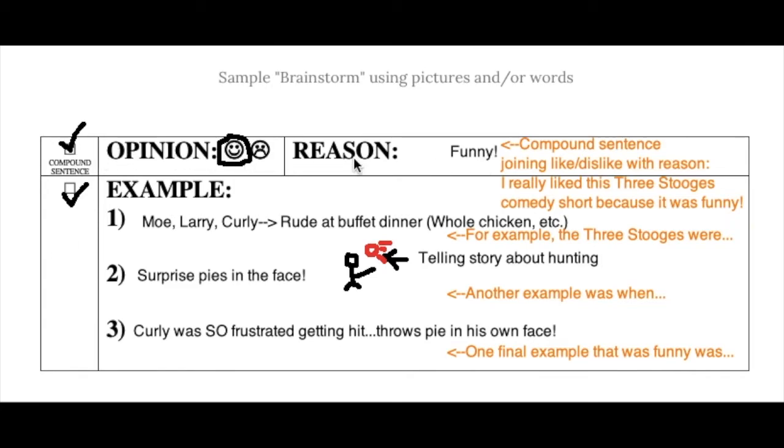You'll notice that to the right over here in orange, we want to have a compound sentence that joins the like or dislike with a reason. So for example, I really like this Three Stooges comedy short because it was funny. And now we're following it up with various examples. You'll see the different transition words and phrases that I've incorporated here to move from one supporting example to the other. I've also made sure that I've checked off my success criteria checkboxes as I've gone through the writing process to ensure that I've done an outstanding job.